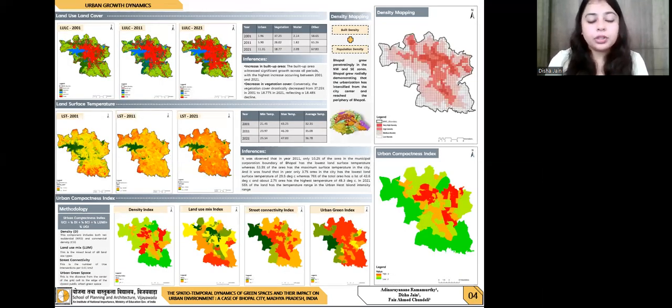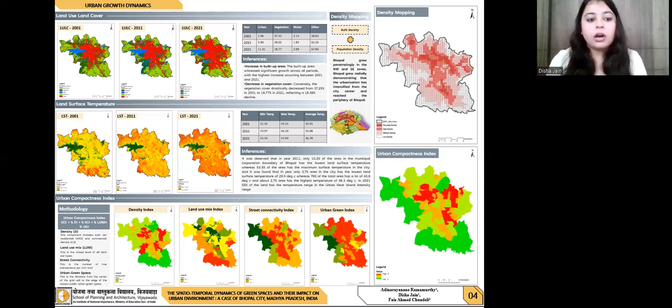Coming to the urban growth dynamics. In this, we try to understand the urban morphology part of the city. Our analysis of urban growth dynamics in Bhopal from 2001 to 2021 has revealed that there is a significant increase in built up area, which in 2001 was 1.96%, and in 2021 became 11.31%. There is a corresponding decrease in significant green cover, and there is also an increase in land surface temperature from 32.35 degrees Celsius to 36.78 degrees Celsius.